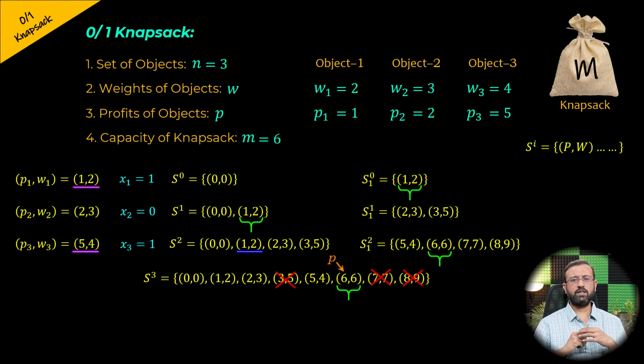So the maximum profit earned is 6, and tracing back the solution we get X1 as 1, X2 as 0 and X3 as 1. That means object 1 is included, object 2 is not included, and object 3 is included in the knapsack to earn maximum profit of 6.